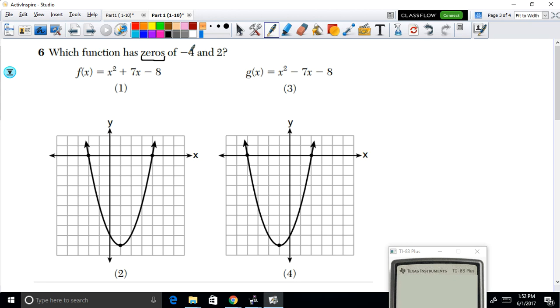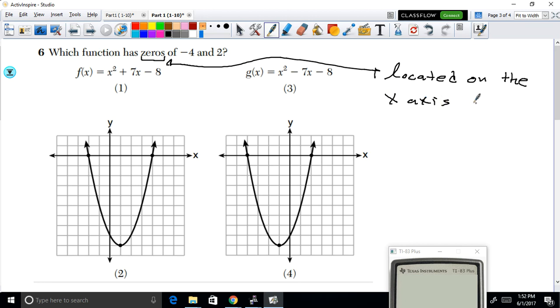So let's start with, what do they mean by zeros? At least when it comes to graphing, the zeros are always located on the x-axis, always. Now the x-axis is the line that goes left to right, okay? So we have two ways to approach this problem.